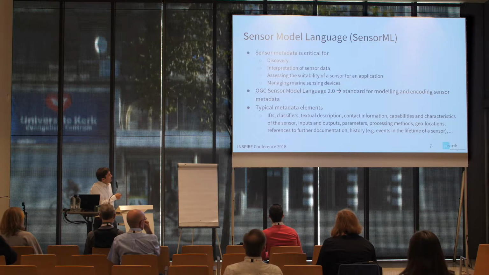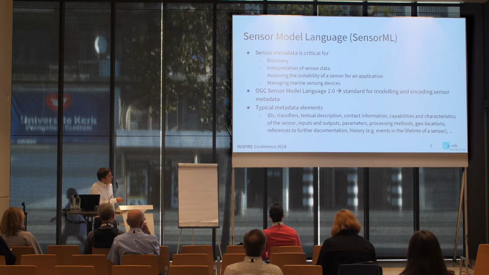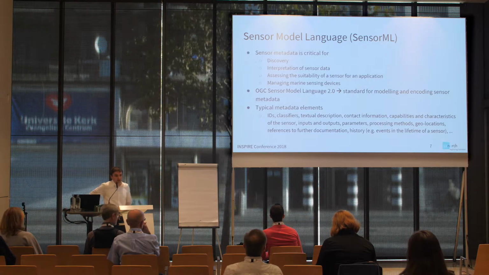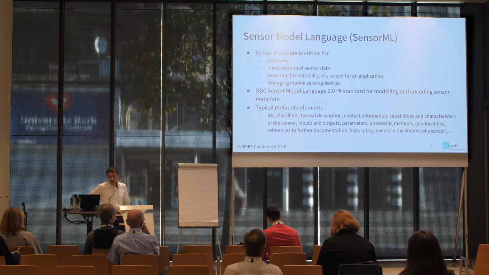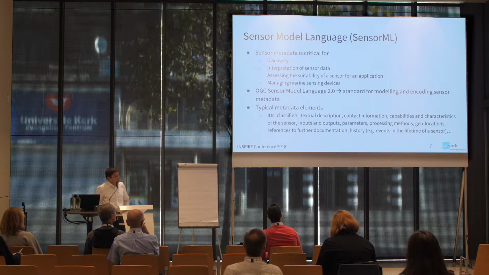Well, it's also an official OGC standard, and typical metadata elements I've already mentioned. A couple are IDs, classifiers, textual descriptions. Also important to notice that it's quite flexible regarding the outputs of sensors that you could specify. You could say the outputs are encoded in CSV or in binary encoding, and that can be done using that SensorML language.